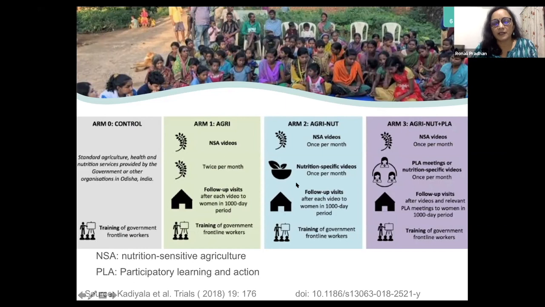And in arm three, these women come together to see one nutrition sensitive agriculture video, and they participate in one PLA meeting, that is participatory learning and action meeting, or a nutrition specific video, which is derived from these meetings. And all these three arms receive follow-up visits by the frontline workers who interacted with the community members. They try to reinforce the messages which are shown in the video and discussed during the meeting.